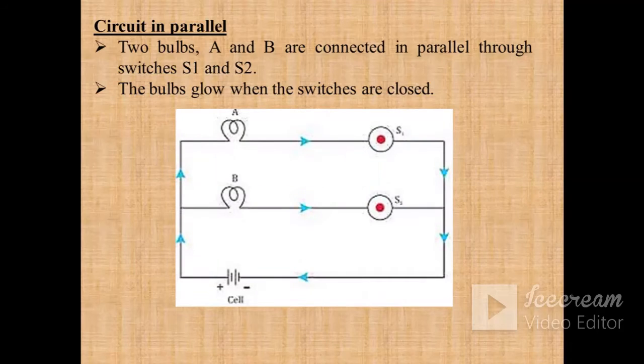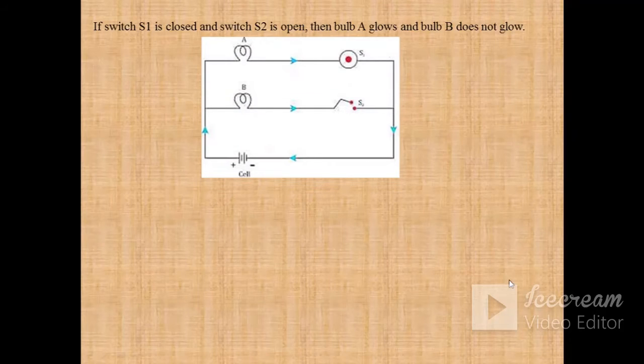Suppose I have taken two bulbs A and B and they are connected in parallel through switches S1 and S2. Now see, in the previous diagram we have seen all the appliances are connected with the single wire, but in this case both the bulbs A and B are connected to the power source by different wires. See, this is the wire for B and this is the wire for A, and both have independent switches. So when the switches are closed the bulbs start glowing.